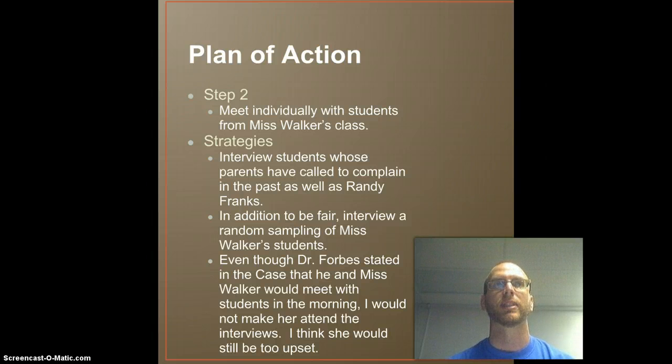Even though Dr. Forbes stated in the case that he and Ms. Walker would meet the students in the morning, I think it would be better to not make Ms. Walker attend. I think she's still going to be on edge. She's still going to be really nervous and upset. I think that's just a difficult situation to put her in. So I think it'd be better for Dr. Forbes, myself as administrator, to pull in my assistant principal, maybe my SRO if I have one, and do the interviews ourselves and not include Ms. Walker to begin with.